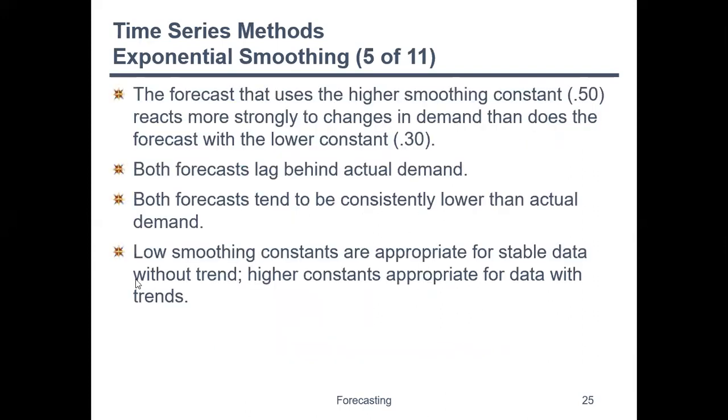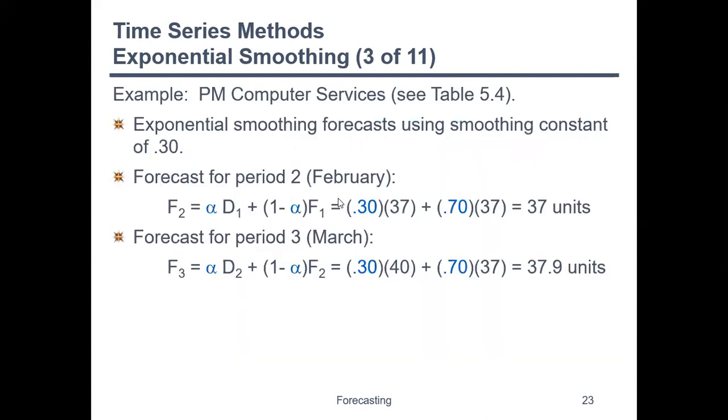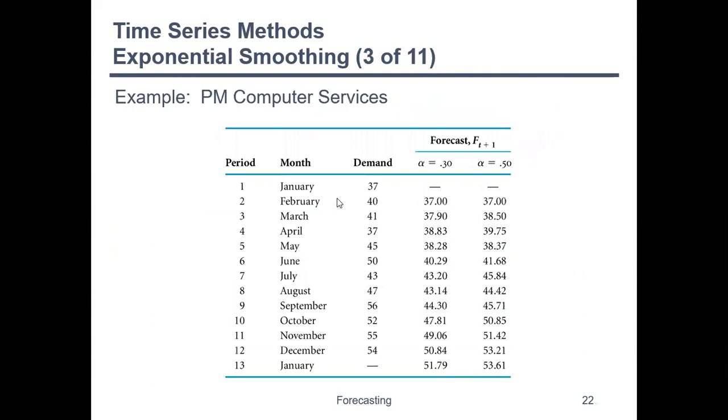So what we say is that low smoothing constants are appropriate for stable demand without trends. Higher constants are appropriate for data with trends in them. Any question on the exponential smoothing?